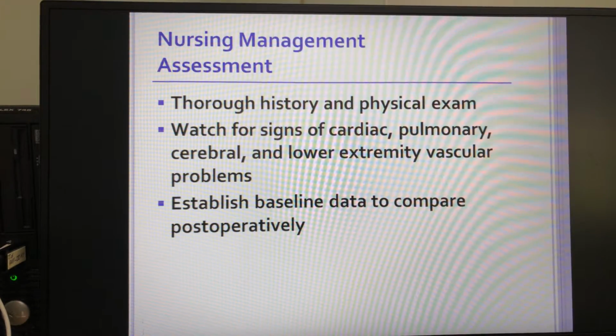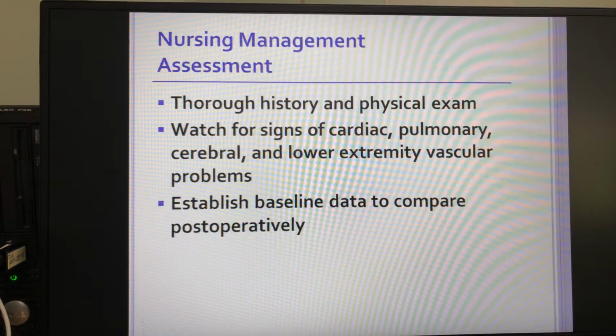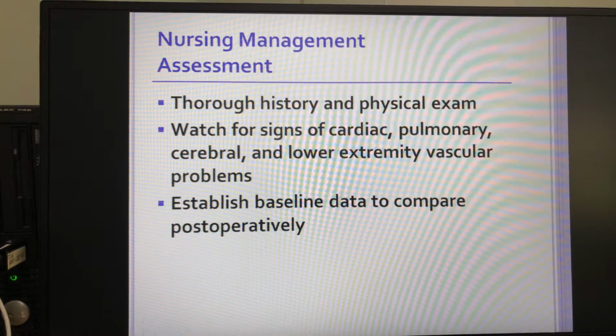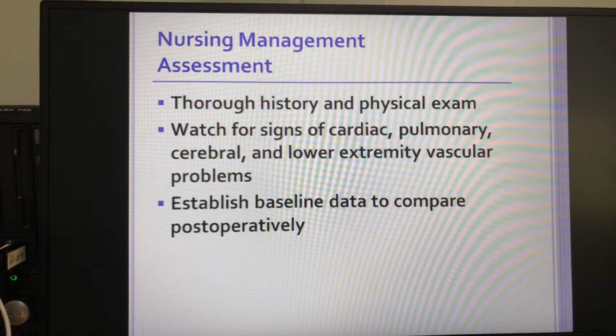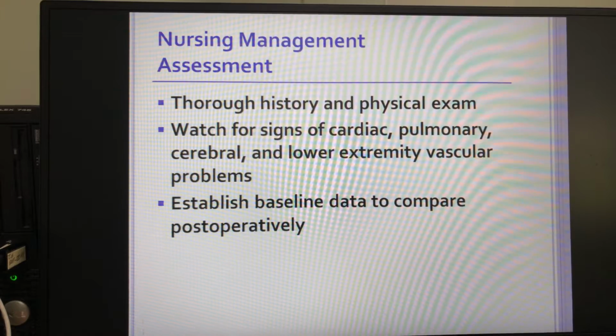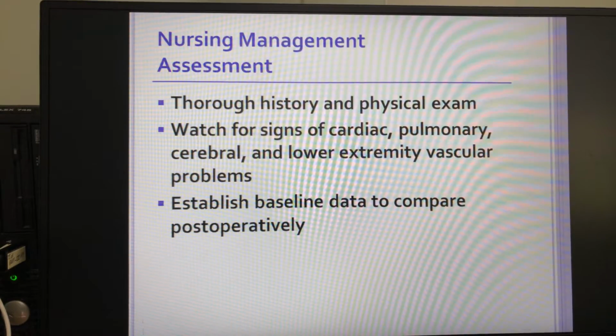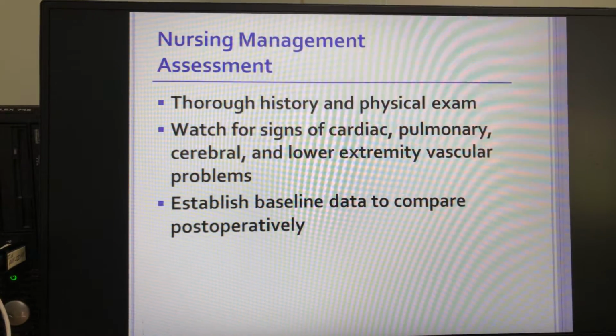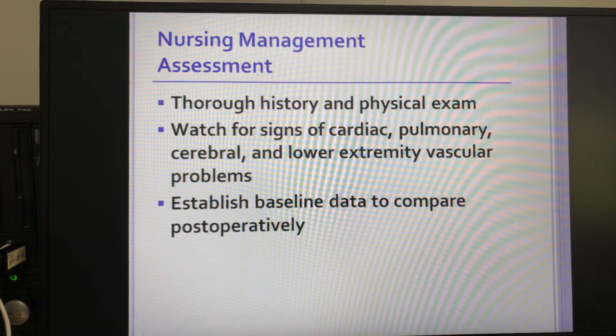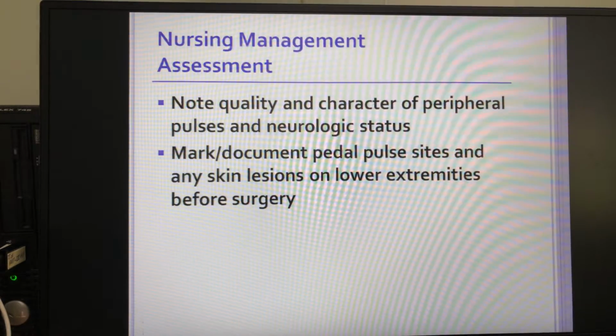Okay, the nursing management. We always want to obtain a thorough history and physical exam. We want to watch for signs of any cardiac, pulmonary, cerebral, or lower extremity vascular problems. And we always want to establish baseline data in order to compare that post-operatively.